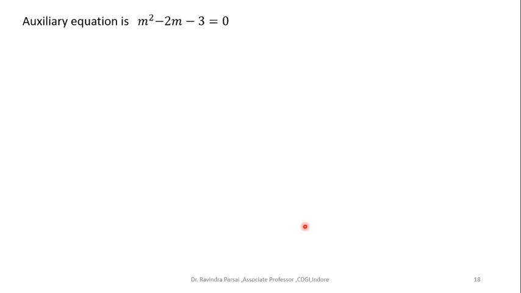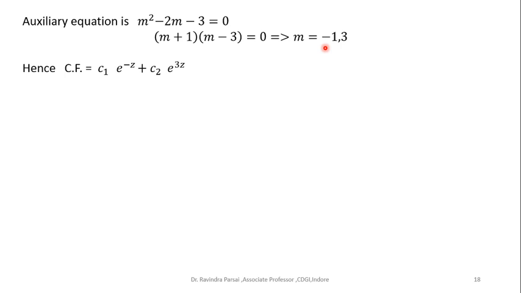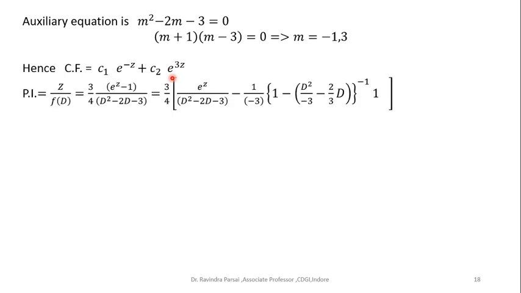Now you write first the auxiliary equation: m square minus 2m minus 3 equal to 0. Just find the roots of this equation. The factors are (m plus 1)(m minus 3) equal to 0, that is, m equals minus 1 and 3. Now the roots are real and different, so you know how to write the CF. CF is c1 e raised to minus z plus c2 e raised to 3z.